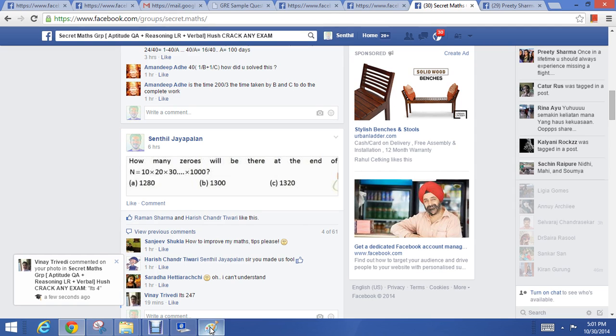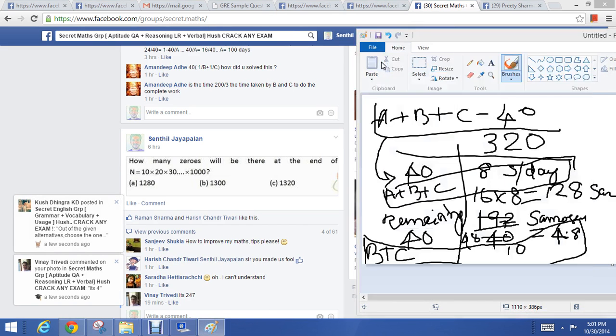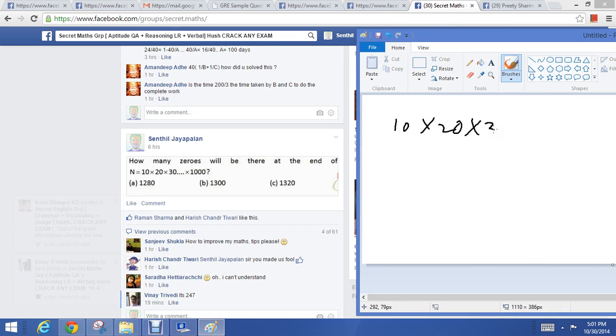I'll just open my paint. Okay, I'll just clear this window. So this is the question: 10 into 20 into 30, and it goes on till 1000, right?